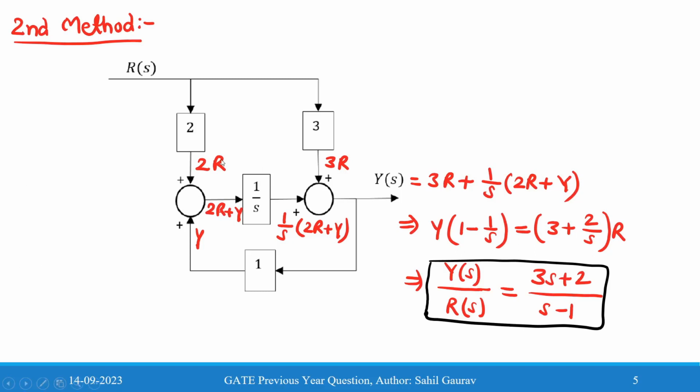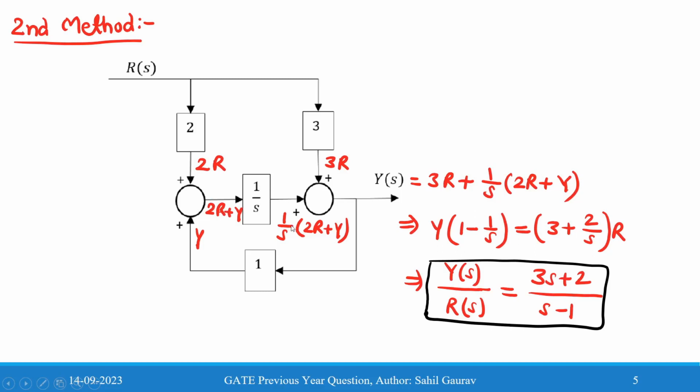Since this block diagram is very simple, we can write the values at all the points and get the final answer. Here R(s) is the input and 2 is the gain, so at this point we get 2R, and here we get 3R. Now this is the feedback path having gain 1, so here we get Y, and after the summation block we get 2R plus Y, and 1 by s is the gain value.